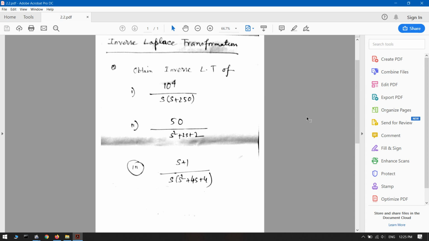I think you have some confusion. Do you have any confusion? Sir, are you telling us to break the denominator into the roots? Yes, here you see the denominator is a second degree equation, that is s square plus 2s plus 2. So we can write this as (s plus 1 plus j) into (s plus 1 minus j).